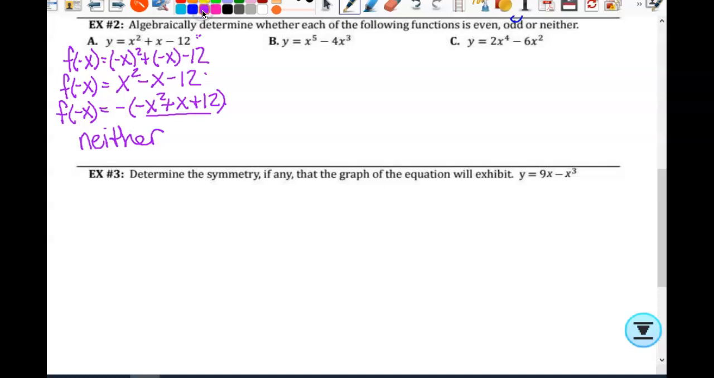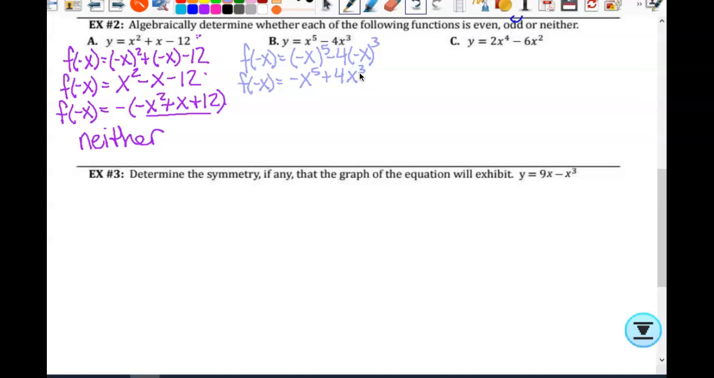All right, let's look at B. F of negative x is equal to negative x to the 5th minus 4 times negative x cubed. Okay, I substituted in my negative x, yes? Keeping my equation the whole time so I don't have random stuff all over the place. So I have f of negative x equals, now negative x to the 5th, is this going to be positive or negative? Negative, so that's negative x to the 5th. And then negative x cubed, this part's negative, and then it's times a negative 4, so that becomes plus 4x cubed. Okay?